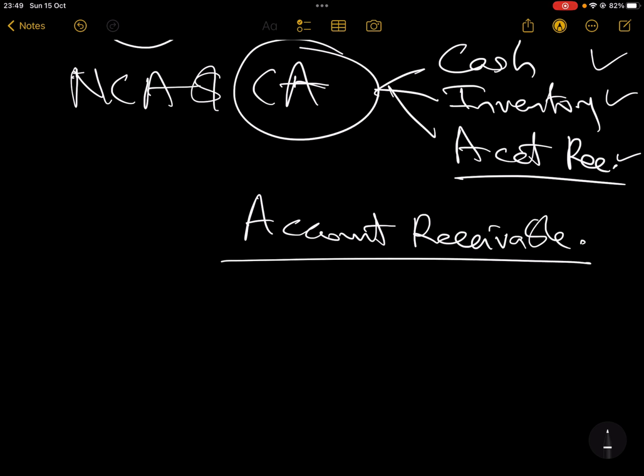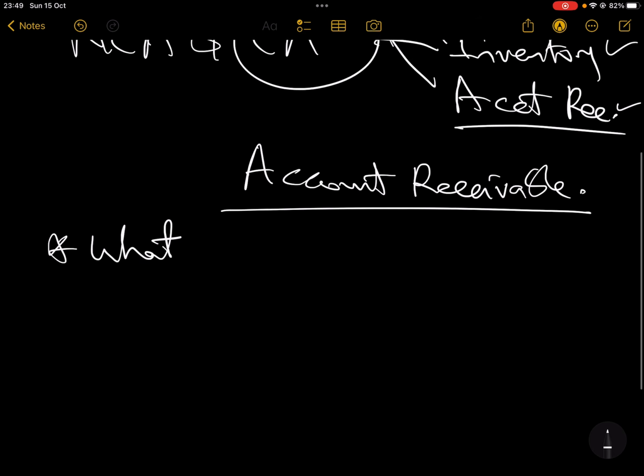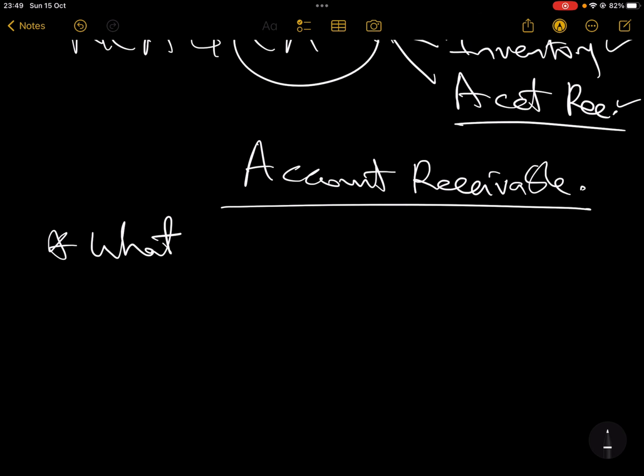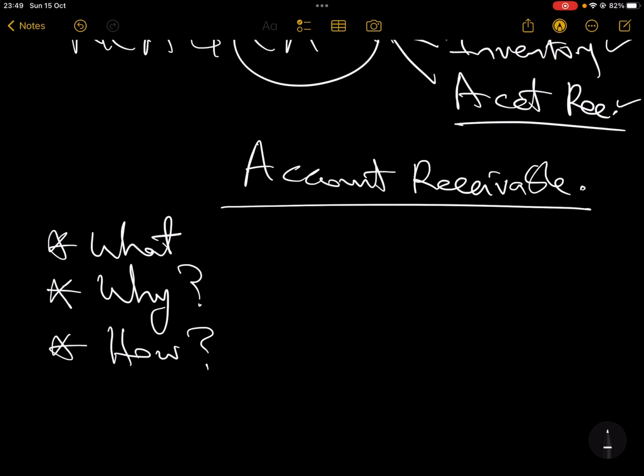How do we manage account receivable? First of all, I will explain what account receivable is. I'll do a reminder on that. I'm sure most of you listening to these videos will know, so I won't take so much time on that. But why do we need to manage it? And how do we manage it? Those are the 3 questions that we must answer in this video.